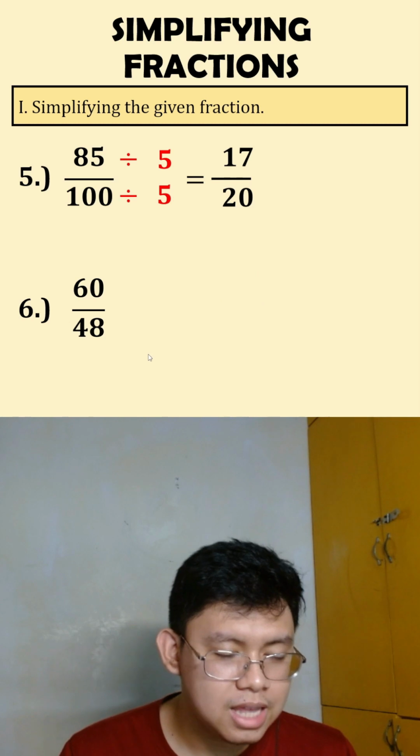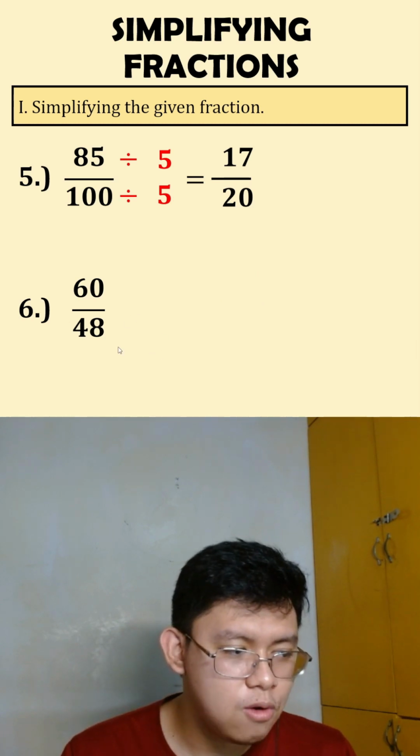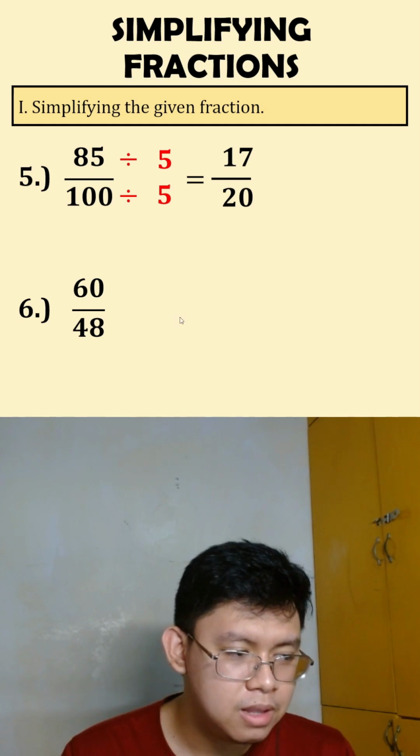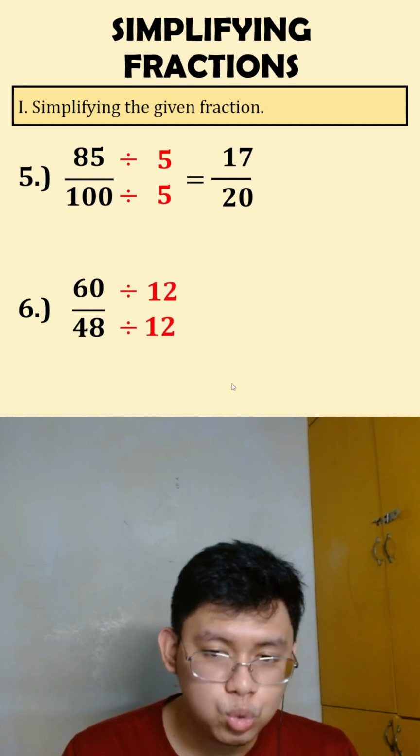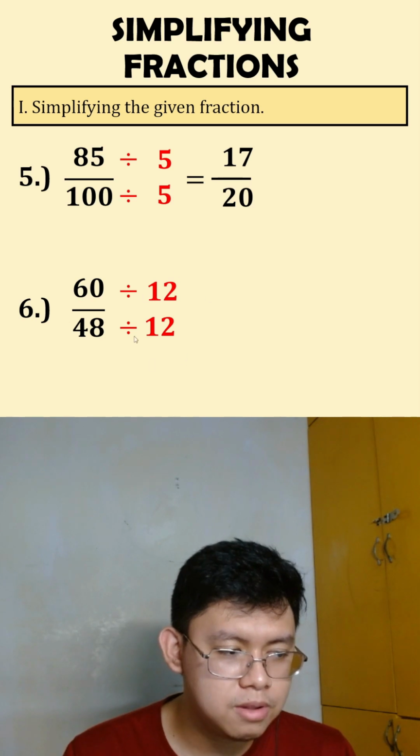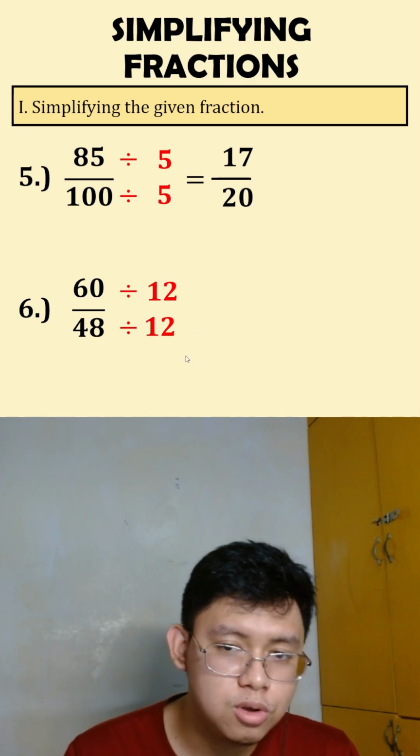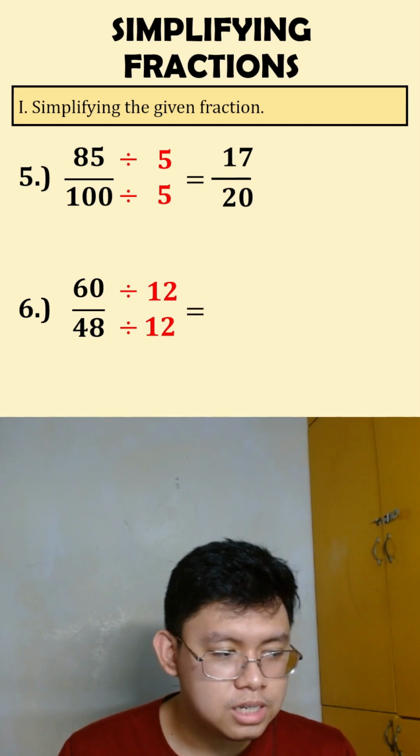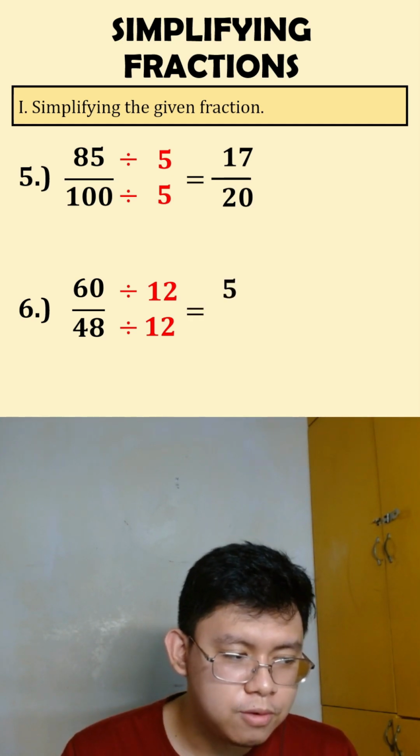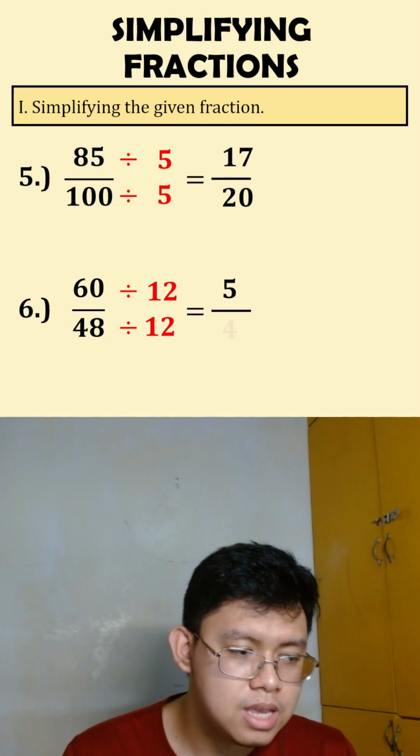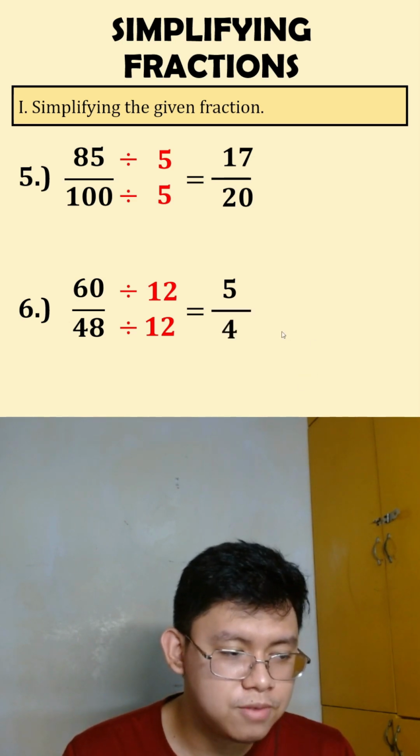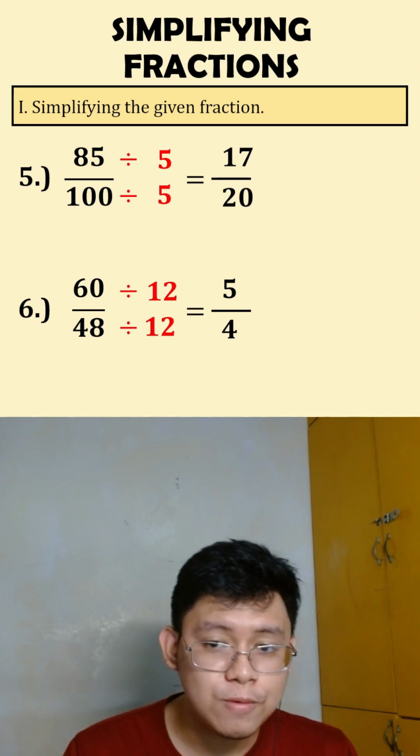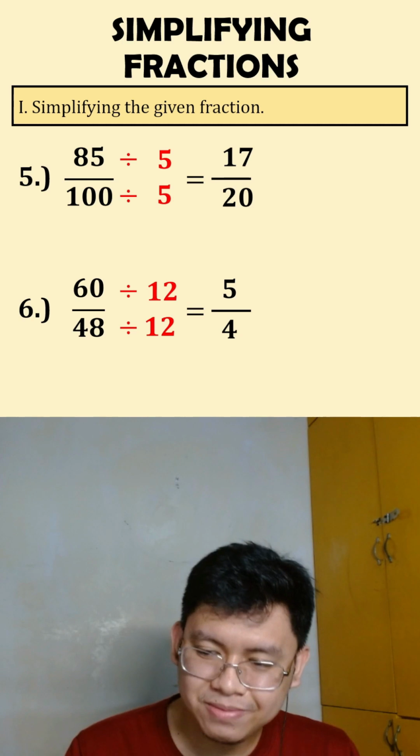Okay. Punta naman tayo sa sixth item natin, 60 over 48. So, identify natin yung greatest common factor nila. They are both divisible by 12. Ayan. So, yung greatest common factor nila is 12. So, let's divide both numerator and denominator by 12. 60 divided by 12 will be 5. 48 divided by 12 will be 4. So, our simplified fraction of 60 over 48 will be equal to 5 over 4. And that's it! Ta-da! Alright.